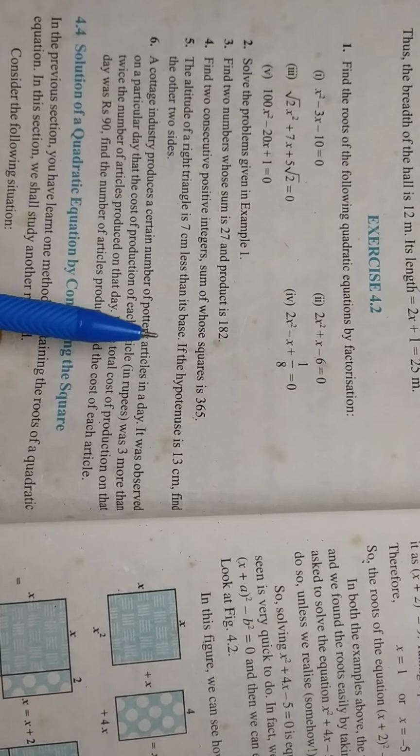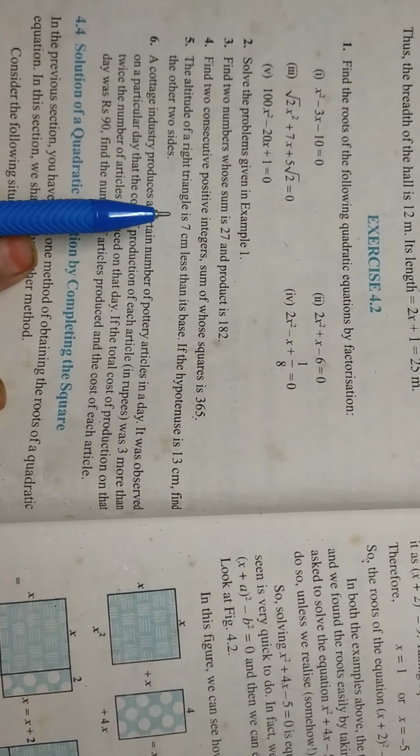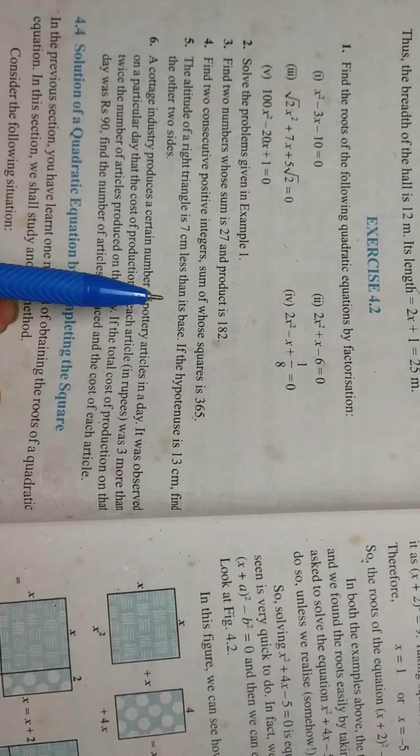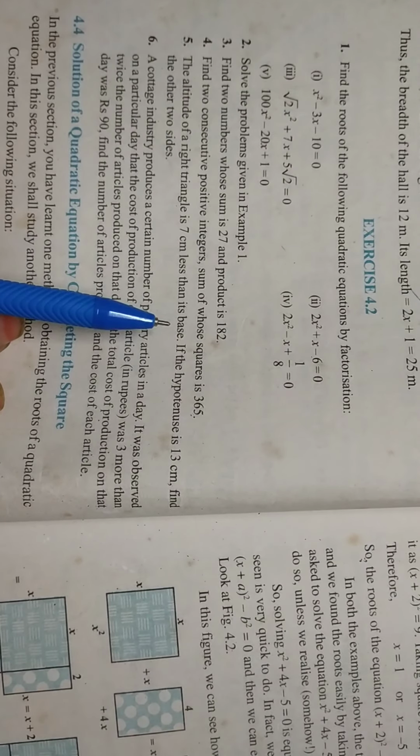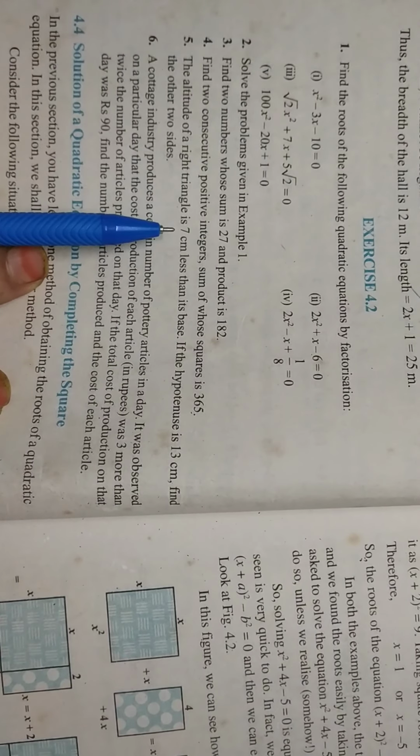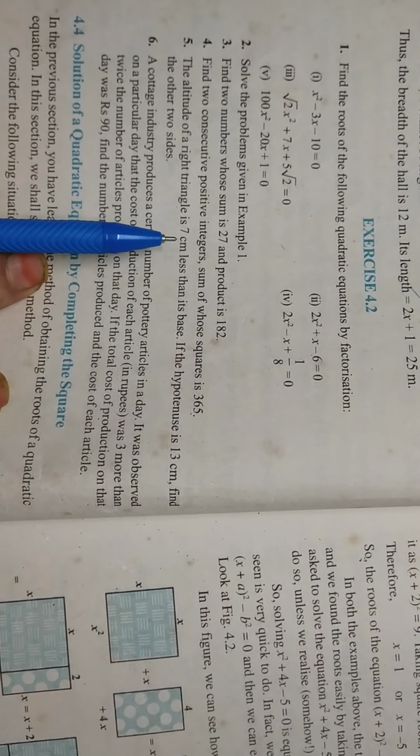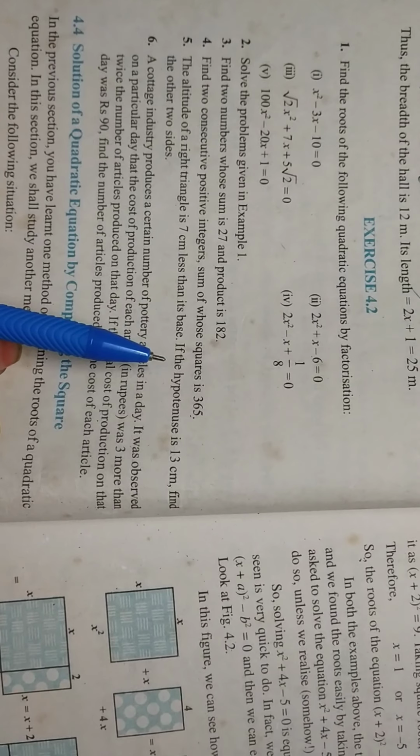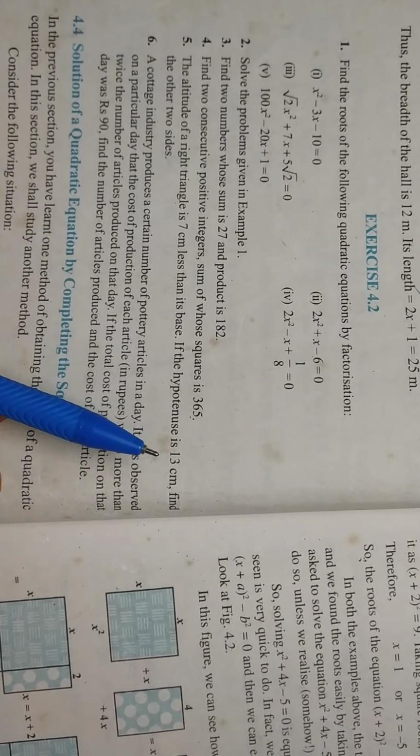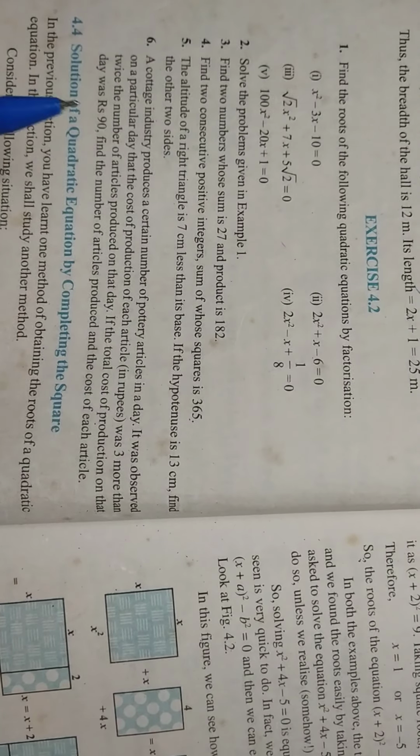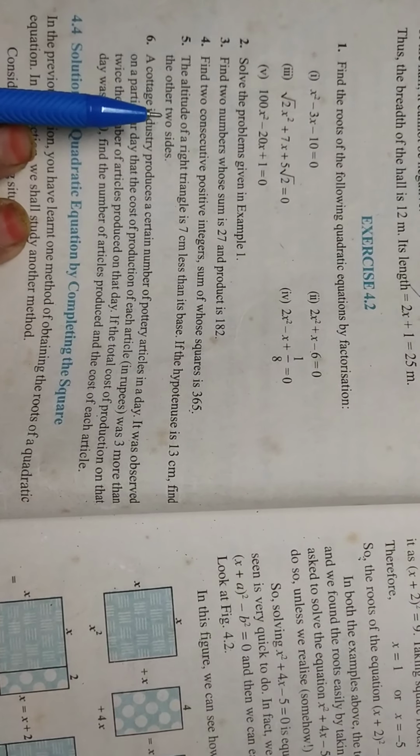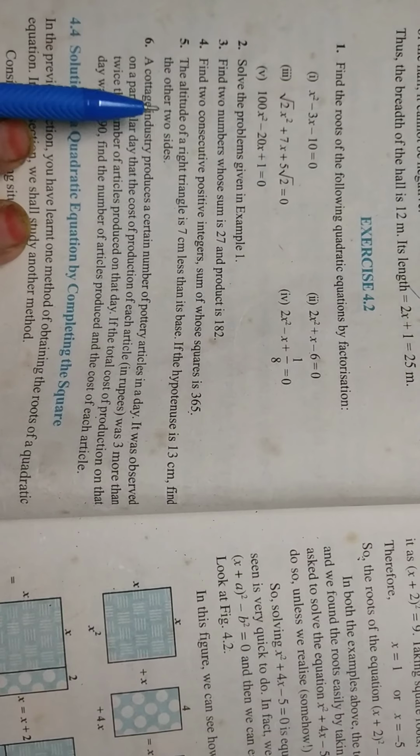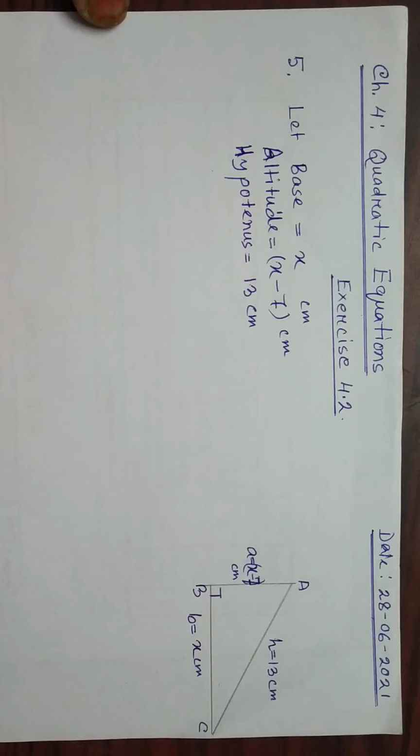All of you know what is base, what is altitude, what is hypotenuse of a right triangle. Now here the condition given is that the altitude is 7 cm less than the base. If we take base equal to x, then altitude will be 7 cm less, meaning x minus 7. And the hypotenuse is given as 13 cm. Then we can easily find the value of x by using Pythagoras theorem. So this sum we can solve this way.